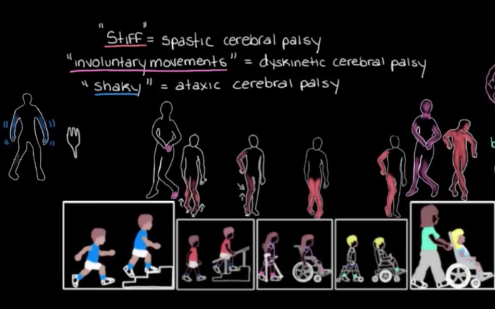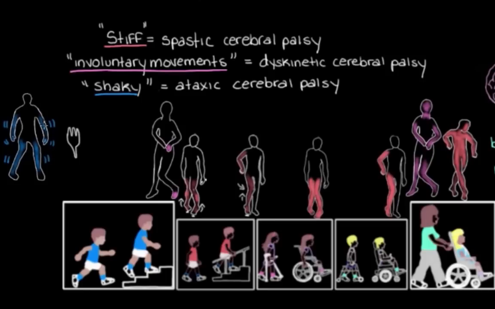And if this shakiness is affecting the muscles in the legs, they'll likely be pretty unstable, pretty shaky when they're standing or trying to walk. And this can often lead to falls. And something that we often see when someone with cerebral palsy has this shakiness in their legs is that they kind of widen their legs like this while they're standing or walking. And they do this to give themselves a little bit more stability and balance.